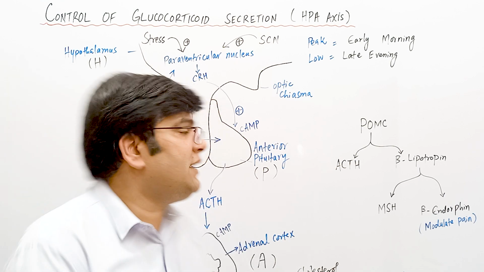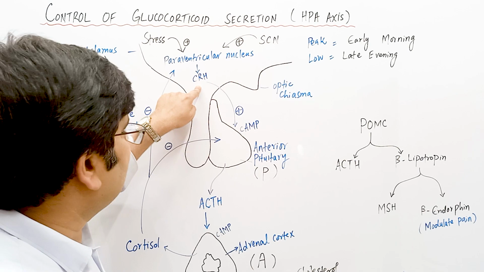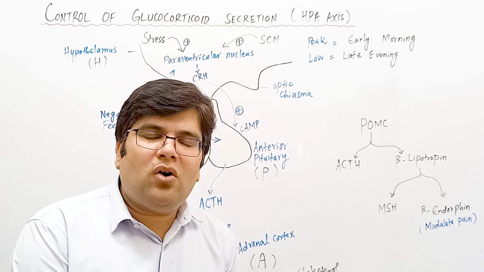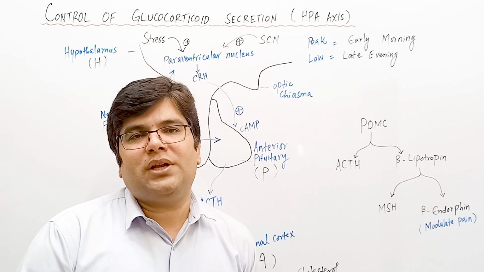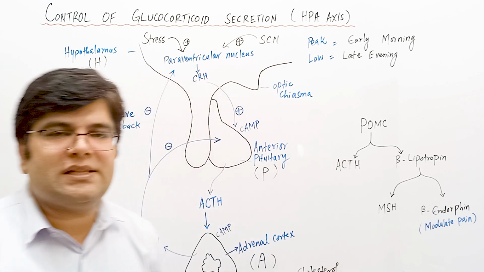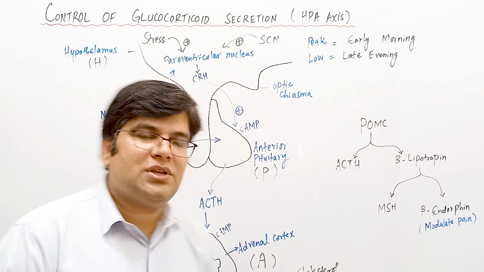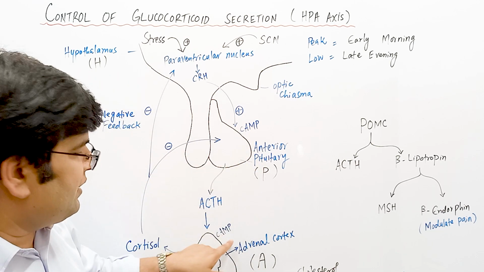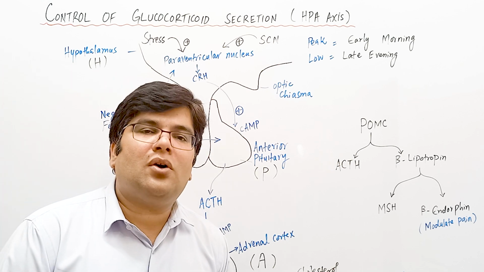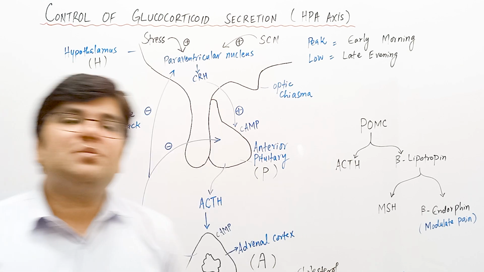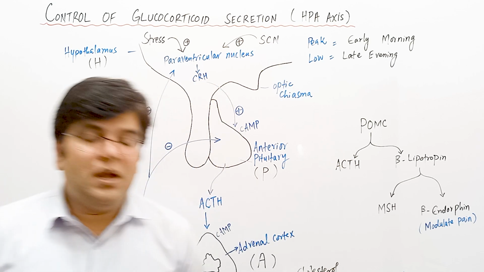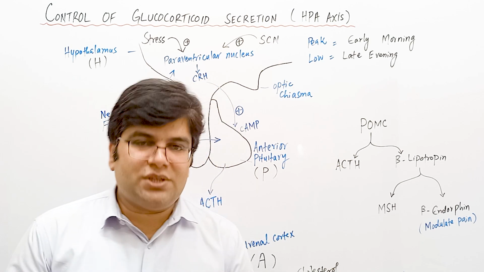It's important to note that CRH hormone from the hypothalamus and ACTH hormone from the anterior pituitary, because they are peptide hormones, their mechanism of action is by acting on the receptors present in the cell membrane of their target cells, and both of them have second messenger, which is cyclic AMP. But cortisol hormone, because it's a steroid hormone, has the mechanism of action of lipophilic hormone, which means it affects the transcription of the messenger RNA and then the synthesis of new proteins. I hope this control of cortisol secretion is clear to you.